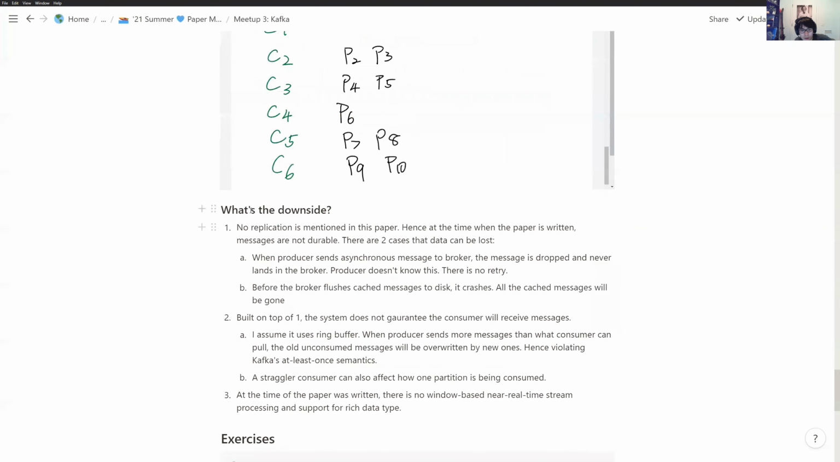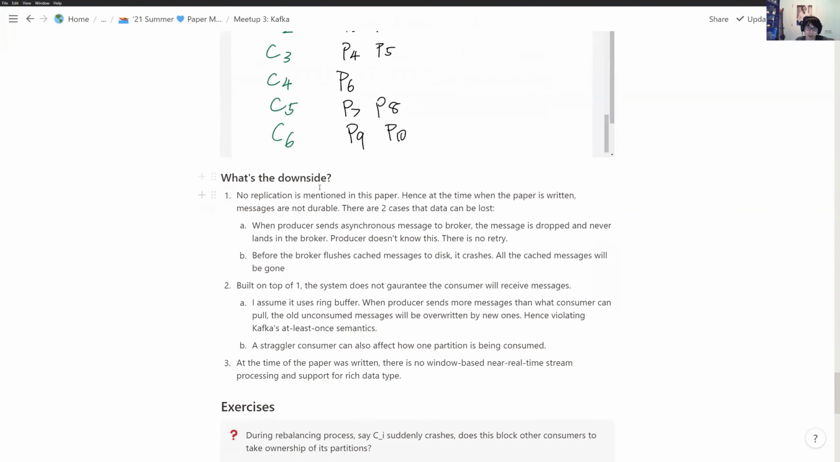Okay, all right. So for the overall downsides of this paper, I think there are 3 points. The biggest one is there is no replication being mentioned in this paper. At the time when the paper was written, the messages are not durable because they are not replicated. Although they are written to a log, which is a disk, if the disk is down, then the messages are lost. I can think of 2 cases where the data can be lost.